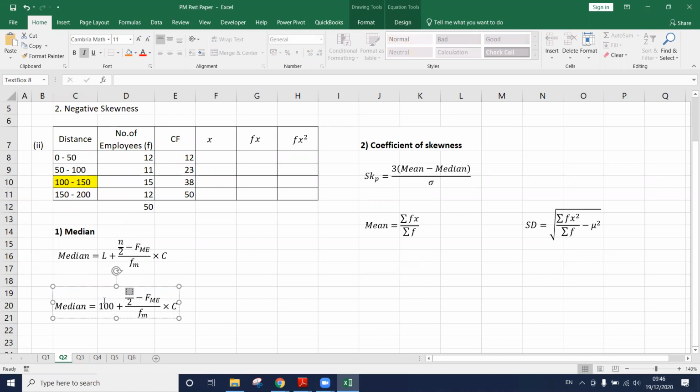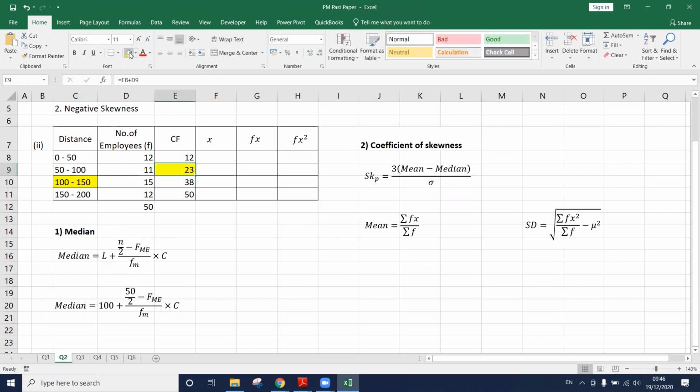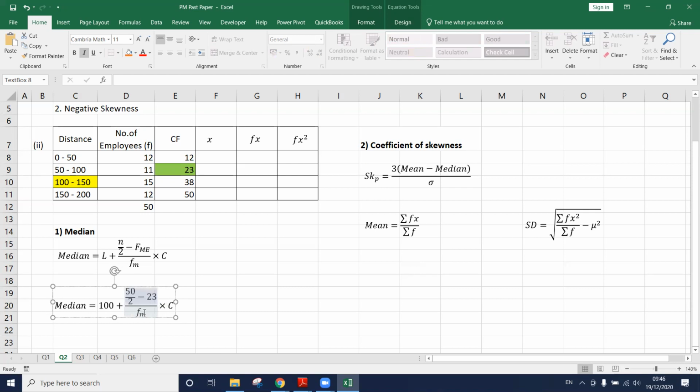N value එක කියන්නේ sigma f, 50. 50 over 2. Minus capital F කියලා තිබ්බොත් මොකද්ද? Cumulative frequency of the class preceding the median class. Median class එකට කලින් class එකේ cumulative frequency එක, මෙන්න මේක, 23. Small f කියලා තිබ්බොත් ඒකෙන් කියන්නේ median class එකේ frequency එක. This is the median class. This is the frequency of the median class, 15.